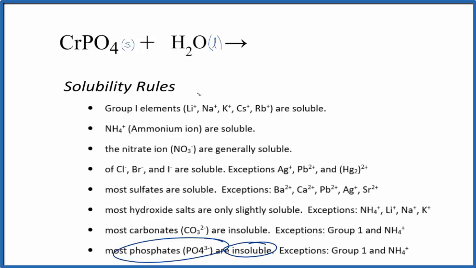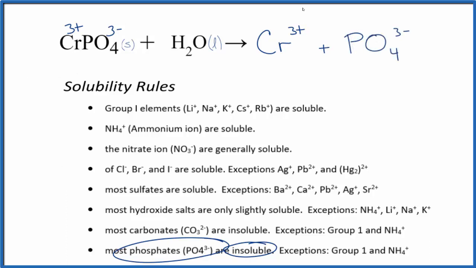We should note, though, when we say insoluble, there's always a very tiny amount that will dissolve. So we could write an equation for that very tiny amount. We know the phosphate ion is 3 minus, so this has to be 3 plus. That's why we're calling it chromium 3. So we'd have Cr, this is the chromium 3 ion, plus we have the phosphate ion here.